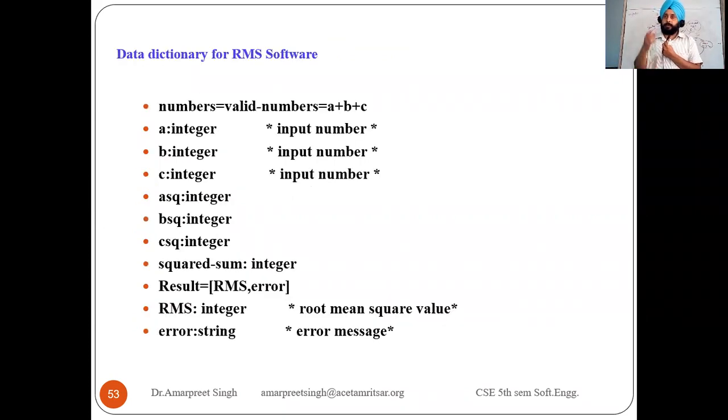Now the data dictionary for the RMS software that we have just made. This is the data dictionary. It includes numbers, A as an integer, B as an integer, C as an integer. The message is input number, input number, input number. So this is the whole data dictionary of the problem we have done, that is the RMS software. Next.